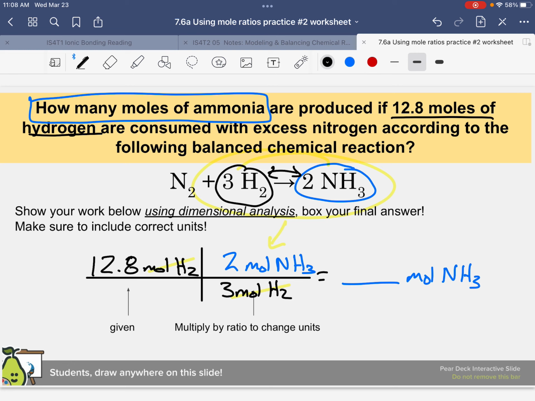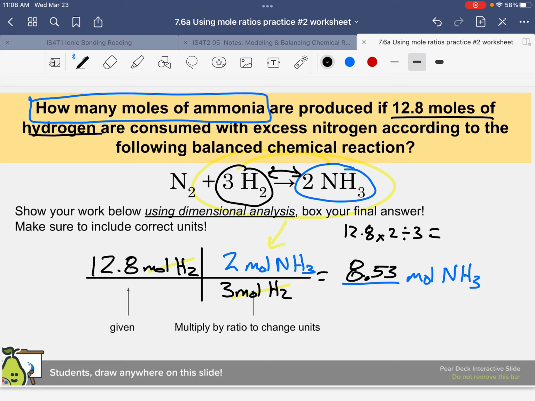So for my calculator, I'm going to do 12.8 times 2 divided by 3. If you do 12.8 divided by 3 times 2, it doesn't matter. PEMDAS tells us that we can actually do that in any order. But essentially, everything that's on top, I'm going to multiply, and everything that's in the denominator, I'm going to divide. So when I'm done with this, rounded to 3 sig figs, or to 2 decimal places in this case, I'm going to end up with 8.53 moles of ammonia.